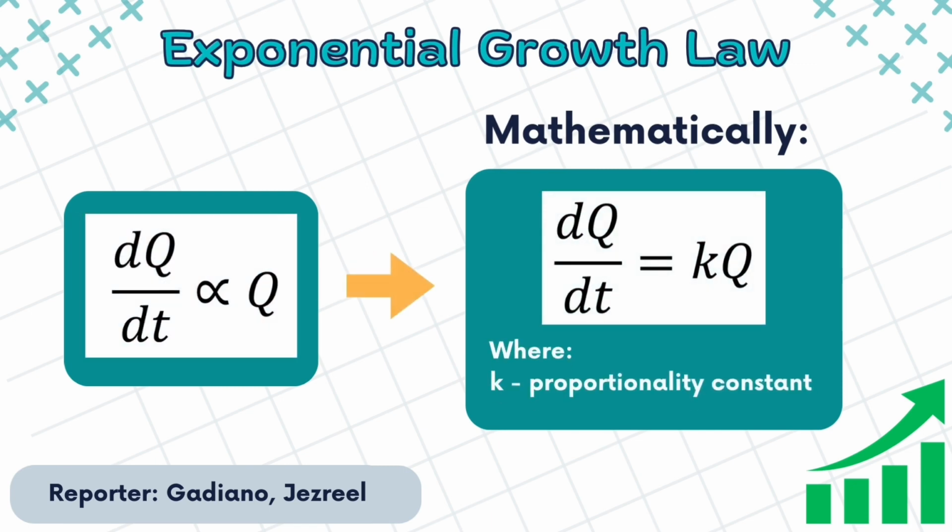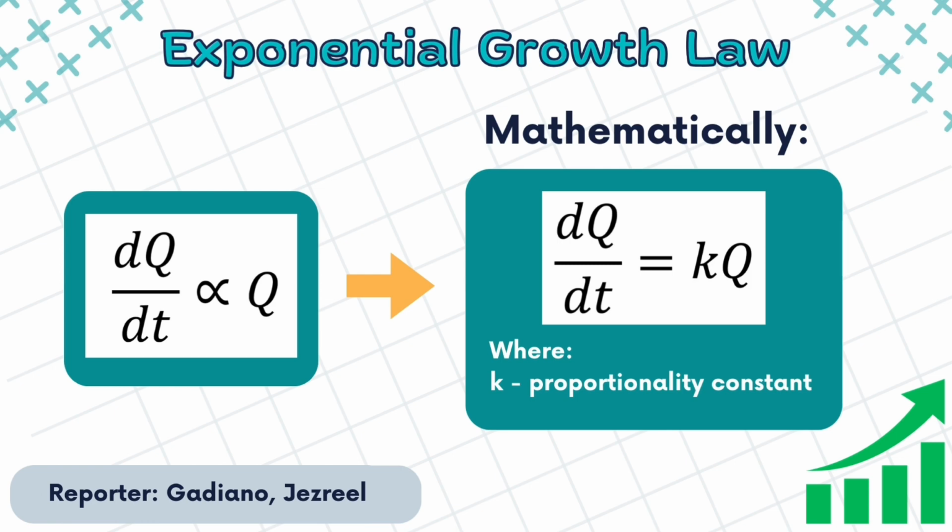Based on the exponential growth law, we can write it as dq over dt is proportional to q. If written mathematically, dq over dt is equal to k times q, where k refers to continuous compound growth rate or the proportionality constant. If we're dealing with growth problems, k is the relative growth rate, or kung gaano kabilis lumago yung quantity. If we're dealing with decay problems, k represents the relative decomposition rate, or kung gaano kabilis ma-decompose yung isang quantity.